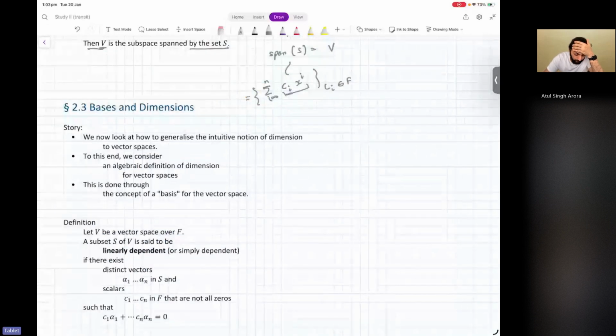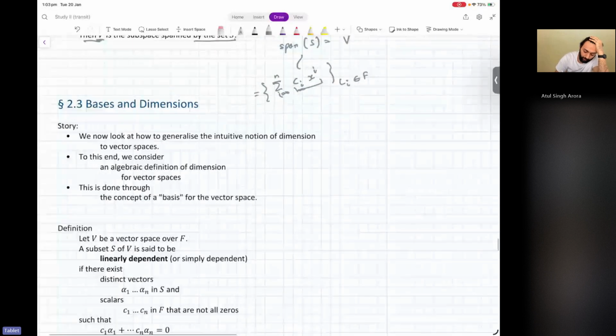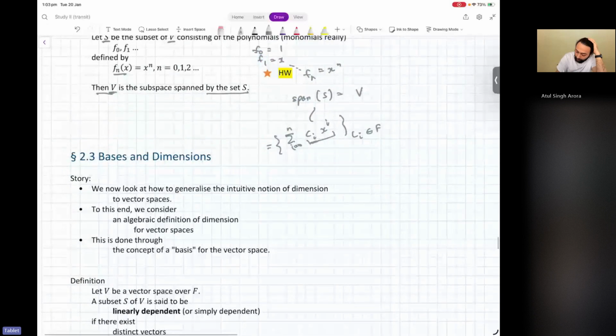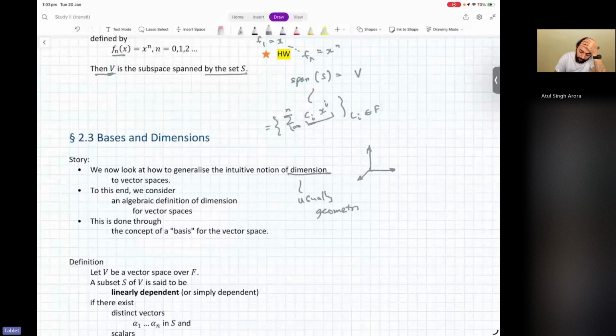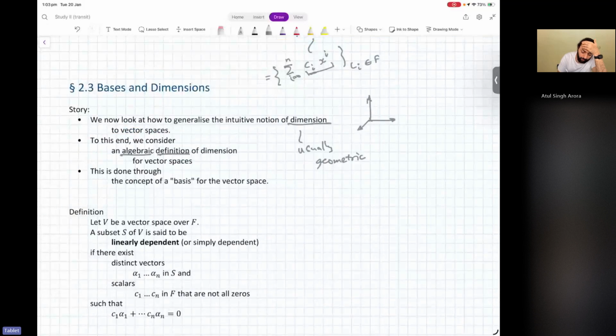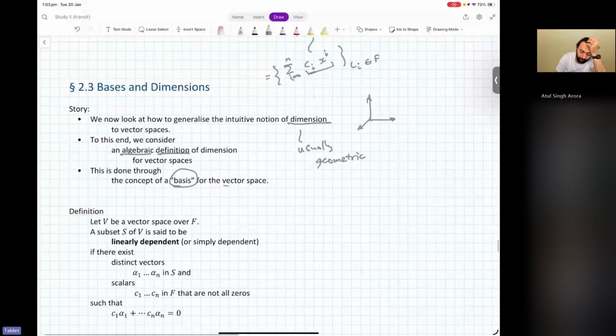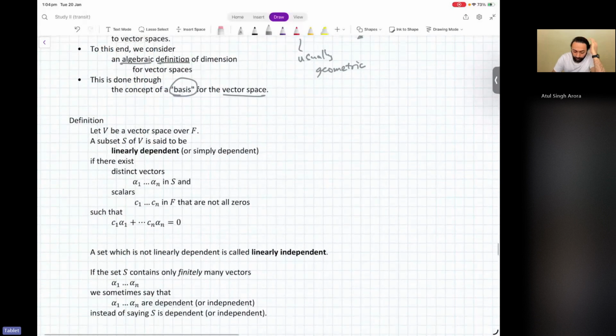We still have 2 more minutes, so at least I can give you some intuition about what we're going to do next. So far we've looked at subspaces. Now we're going to generalize the notion of dimension. Normally we think of dimensions as one-dimensional or two-dimensional objects, which is usually a geometric thing. But now we're going to extend it to vector spaces, and we want an algebraic definition for doing this. To do this, we go through the concept of a basis for a vector space. Let me quickly at least tell you the definition of a basis.